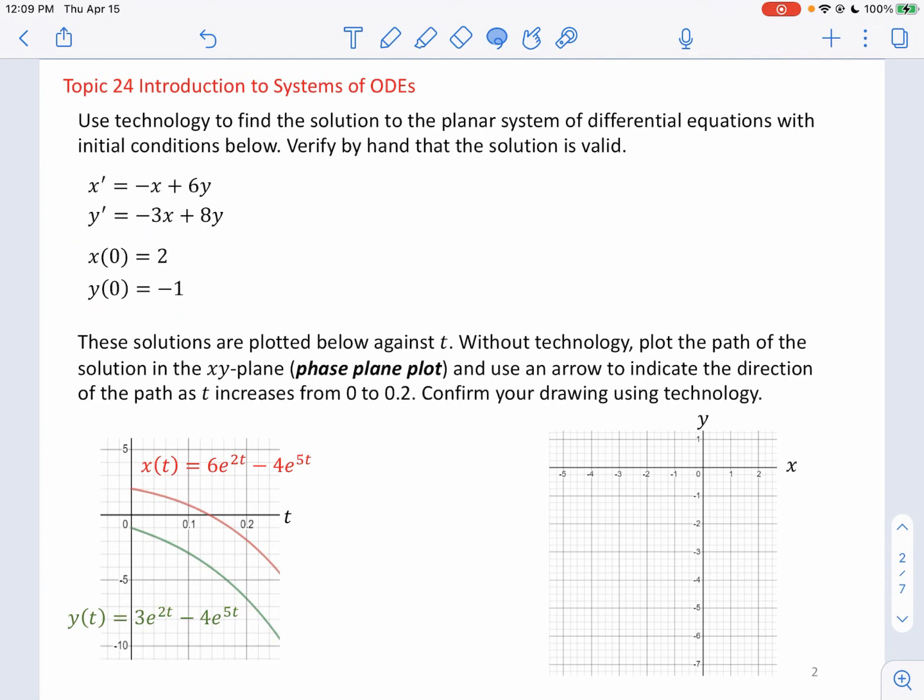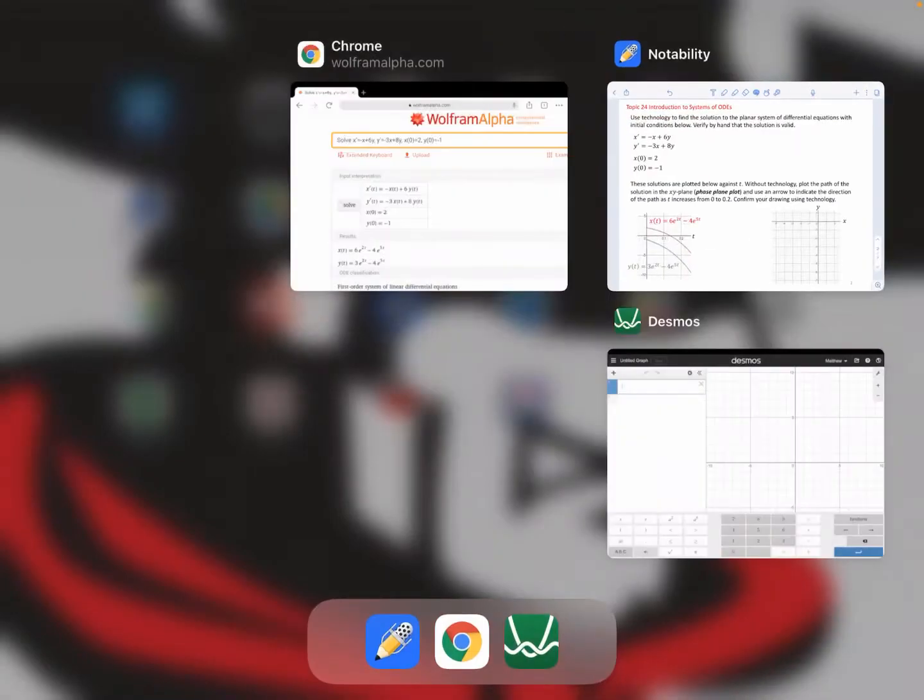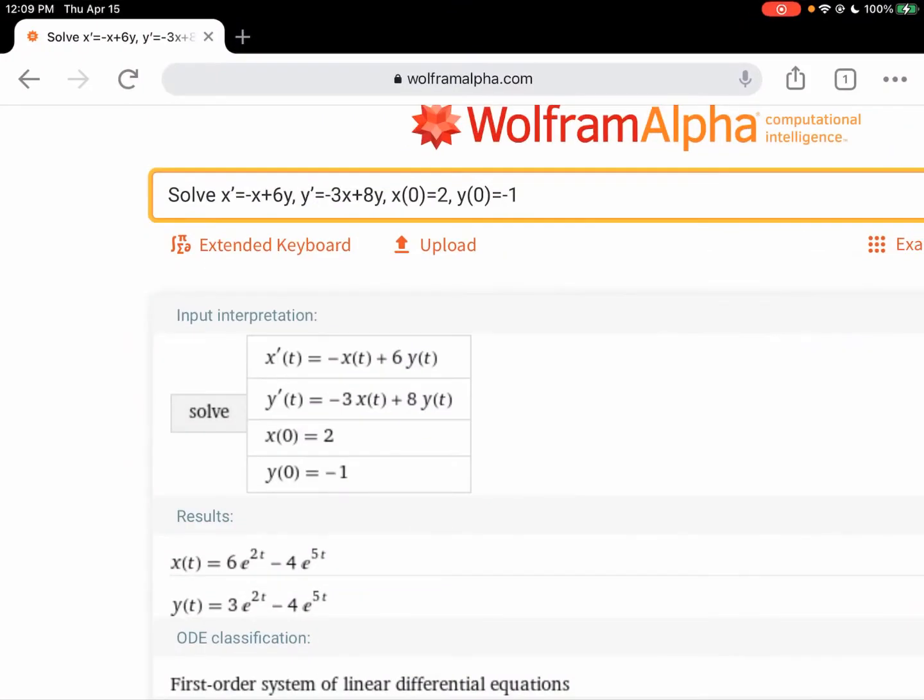And I'm going to use Wolfram Alpha to find the solutions, and I've already typed it in. I just got to bring it up. Notice what I've typed in here. I wrote the word solve, and then x prime equals, and then my equation, and then comma, then y prime equals, and my equation, comma, and then my initial condition for x, comma, and my initial condition for y.